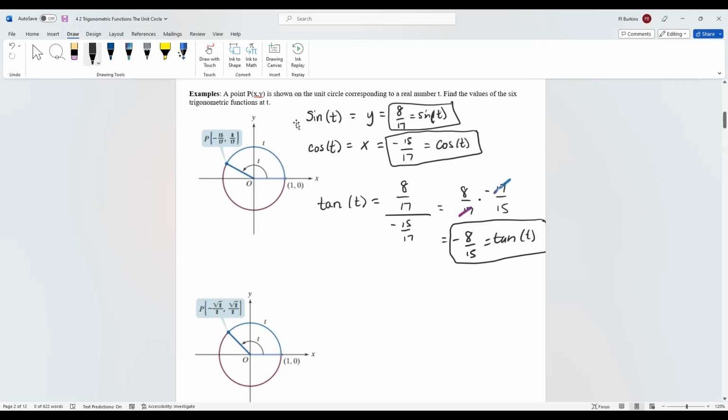So we've got the first three. Now we need the cosecant. We know that cosecant is related to sine. It also is 1 over the y-coordinate. So that's 1 over 8/17. And if we flip and multiply, that's 17/8.